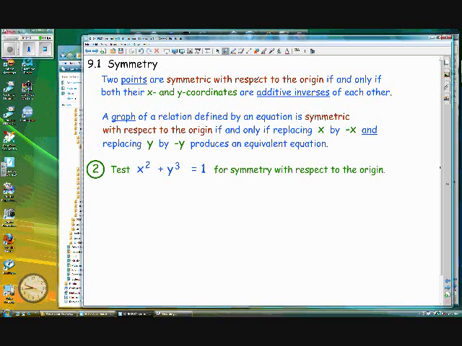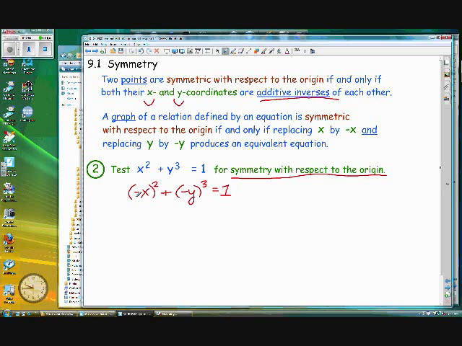Two points are symmetric with respect to the origin if and only if both their x and their y coordinates are additive inverses of each other. Exactly what we just did. We're going to try this one now and see if this one has symmetry with respect to the origin. Remember, we have to do these simultaneously. We're going to put in a negative x for our positive, and we're going to put in a negative y for a positive y. And we're going to see if we come out with an equivalent equation.